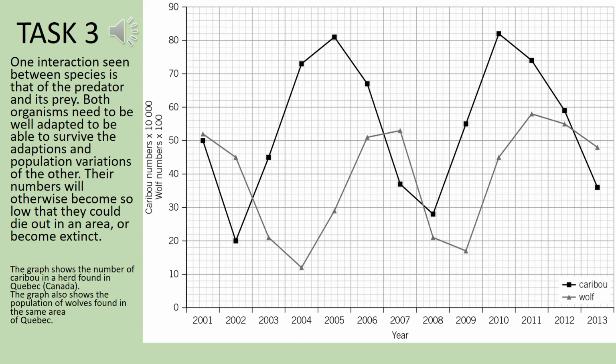Ultimately, there's a relationship between them. As the caribou increase, the wolf decreases. Once the caribou have increased to a certain number, the wolf population can then increase because it has more food to eat. Once the wolf has started eating, the caribou will then start to decrease. The wolf number is going to then decrease because they're going to have less prey to feed on. And so the cycle continues.